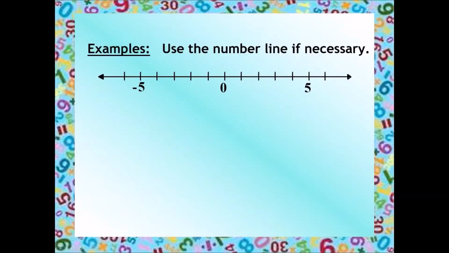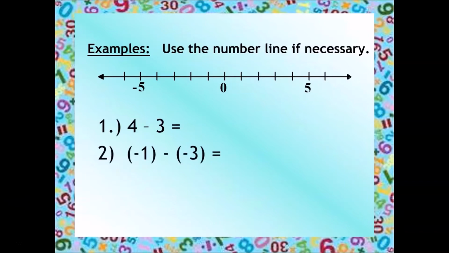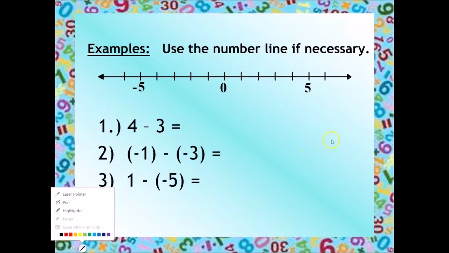Now let's move on to subtraction of integers. Just like addition, we can use the number line to do subtraction. Okay, number 1, 4 minus 3. So for 4 minus 3, we start here at 4 and minus 3, we move to the left. So we move 1, 2, 3, and we stop. So 4 minus 3, as everybody knows, is 1.